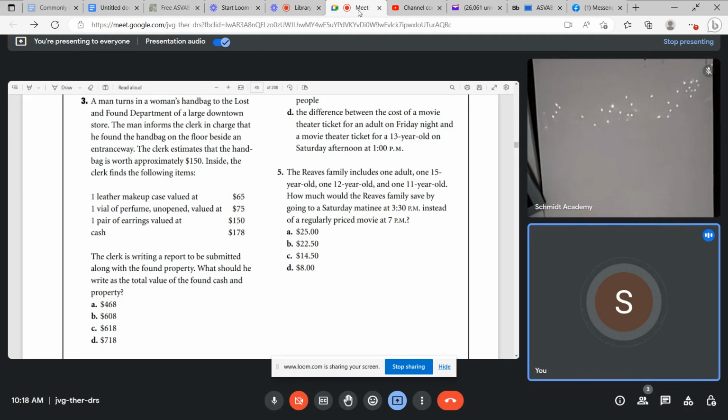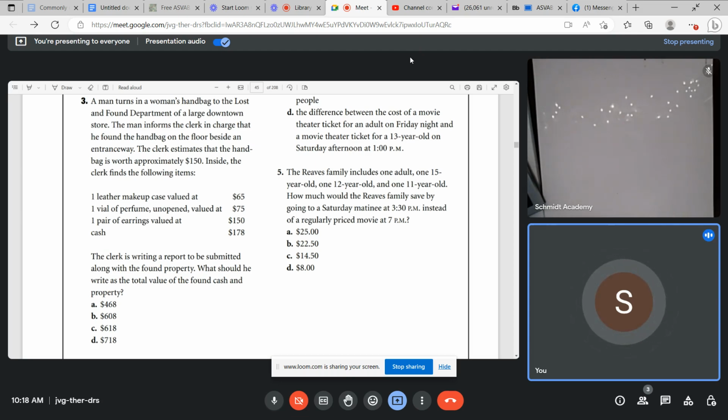On to number three. Number three, there's a lot to read. And usually when there's a lot to read, there's a chance that they are either giving you more information than you need, or they're just trying to test you on how carefully you can pay attention to all the details. And I will say this one is a little bit tricky if you're rushing through it.